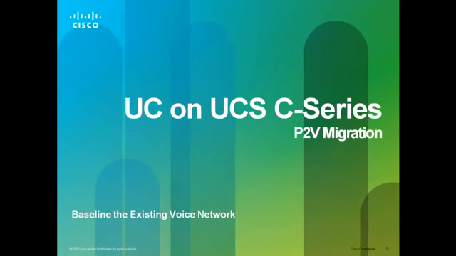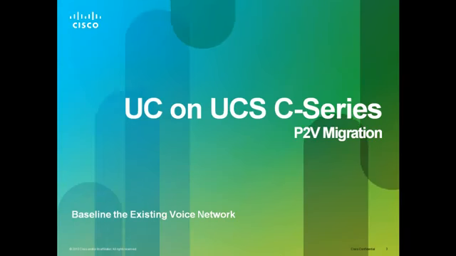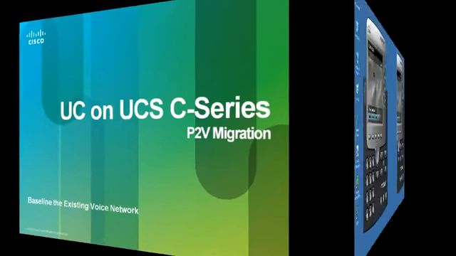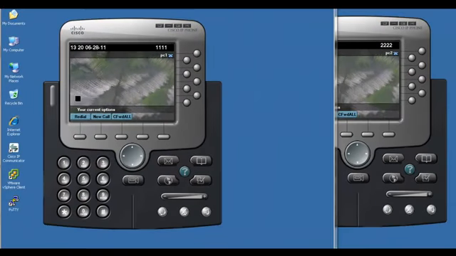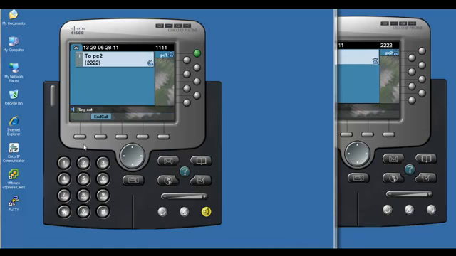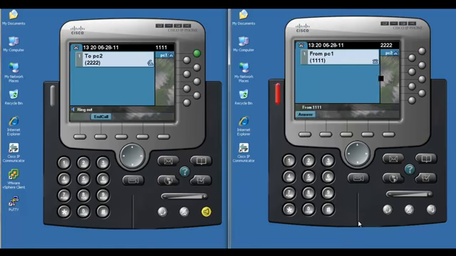Baselining the existing voice network. In this section, we will test the existing voice network by making a phone call between the 2 phones. From phone 1 on the left, I will make a phone call to the phone on the right. As you can see, I have made a successful phone call, proving that the existing VoIP network is working.